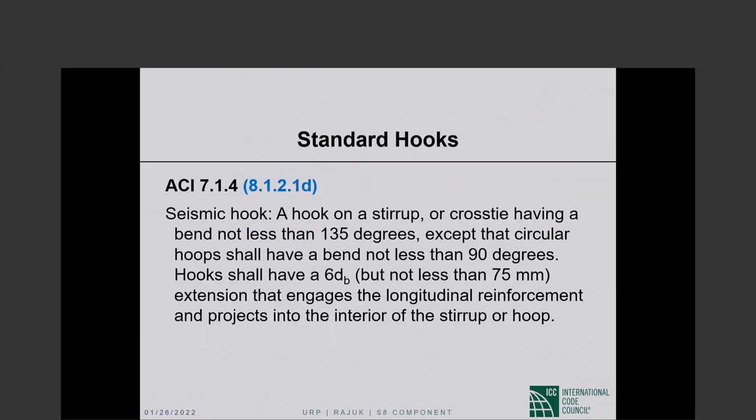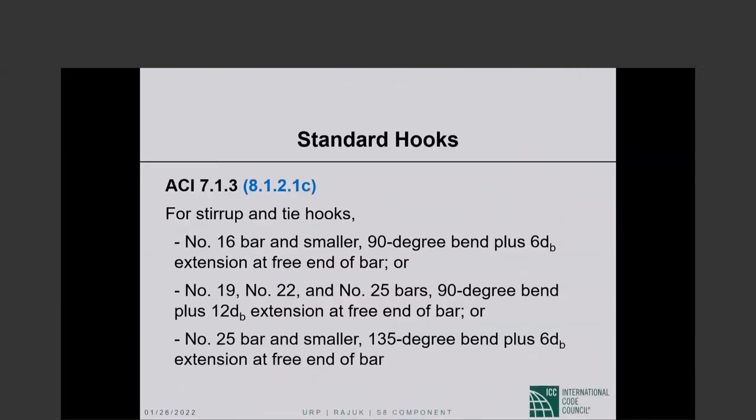The term cross tie, again, let me not spend time on everything now. When we go to seismic detailing, this cross tie will become more than clear. A hook on a stirrup or cross tie having a bend not less than 135 degrees, except that circular hooks shall have a bend not less than 90 degrees. Hooks shall have a 6-bar diameter, but not less than 75. So the main thing I should have pointed out is, standard hook on longitudinal bars, standard hook on stirrups and ties.